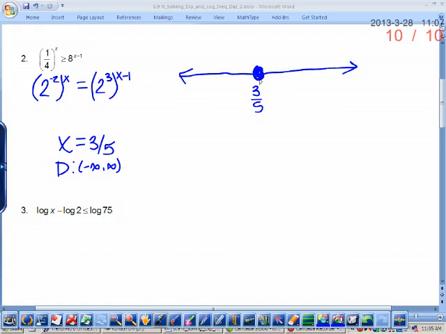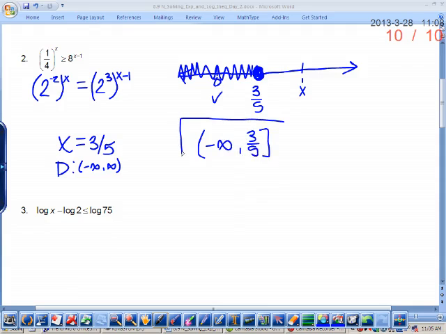All right, what did you choose to test? 0. Okay, if you tested 0, did it work? Yeah. That side works. If you test 1, will it work? No. So my solution is negative infinity to 3/5 with a bracket. Good.